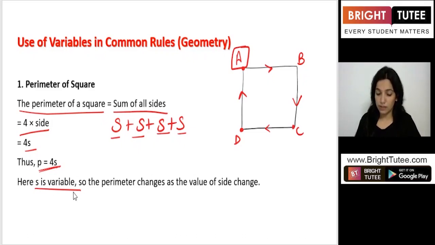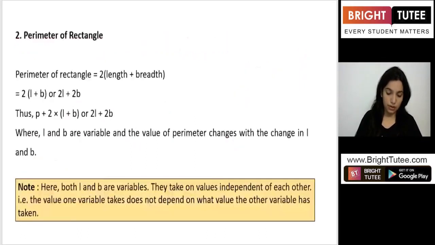Whatever you keep the side, say the side is 5 for this particular square, what will be the perimeter then? You simply do 4 times 5 and the answer is 20, say centimeters, right? Now if this particular square has all its sides equal to 20 centimeters, what do you do? You simply multiply 20 by 4 and the answer is 80 units, right?